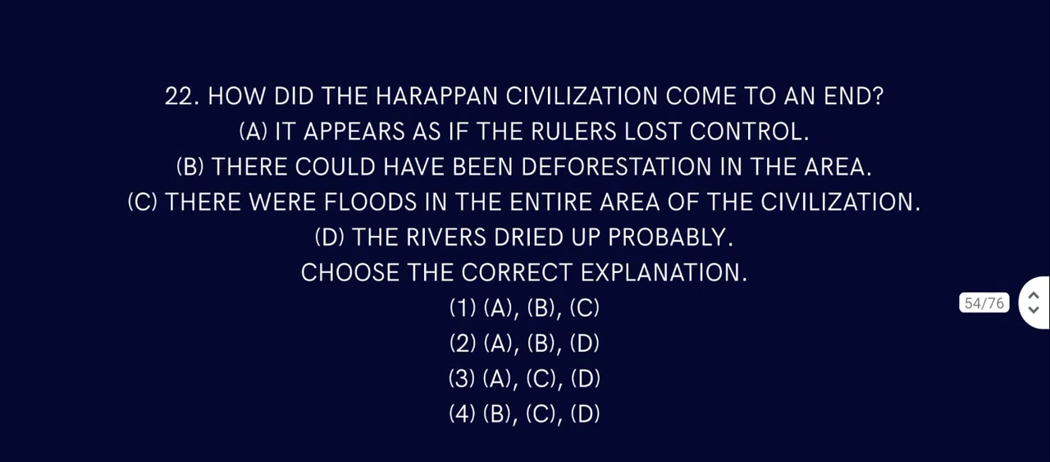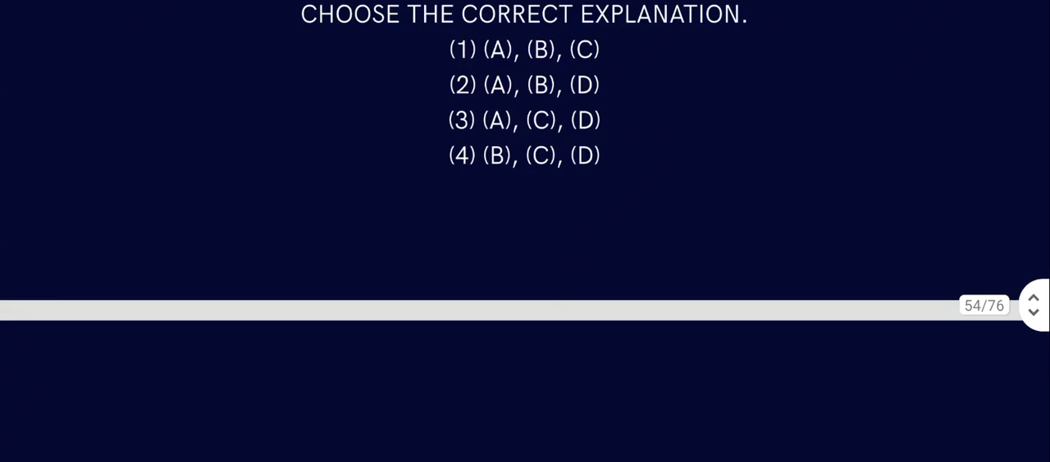Question number 22. How did the Harappan civilization come to an end? It appears as if the ruler lost control. That might be true. There could have been deforestation in the area. Maybe there were floods in the entire area of civilization. That also can be true. The rivers dried up. The river dried up is something that is shady because of historical and geographical things in those rivers and everything. But that is not very convincing. But the rest three are true.